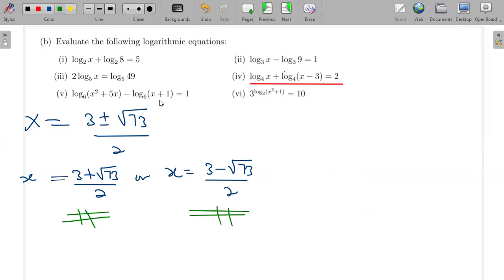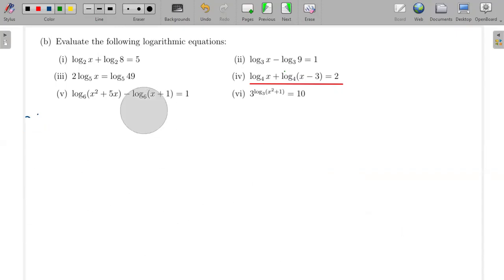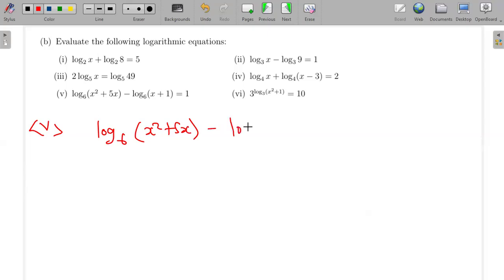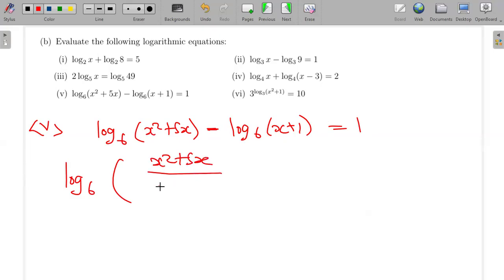Okay, let's look at question 5. And then the other one, I'll leave it for you to try out. Okay, then that will be all for today. So we have log 6 of x squared plus 5x, minus log 6 of x plus 1, is equal to 1. So same bases, and we're subtracting. So meaning we're just going to write log 6 and then we divide these things. It's equal to 1.